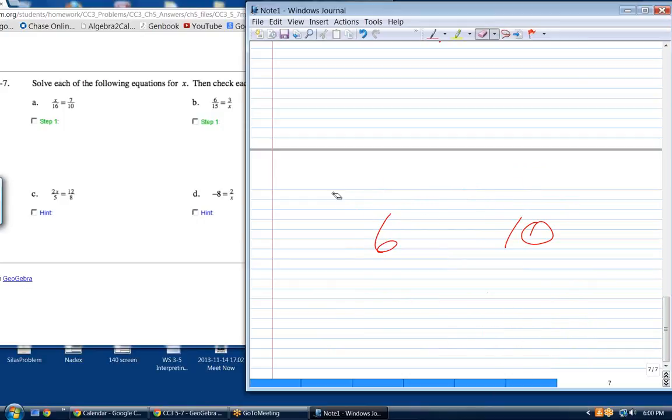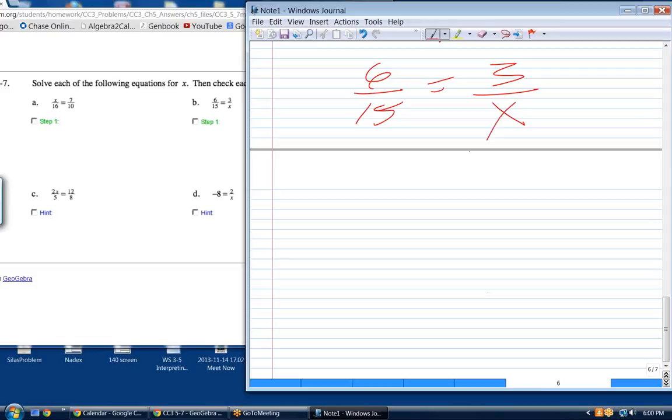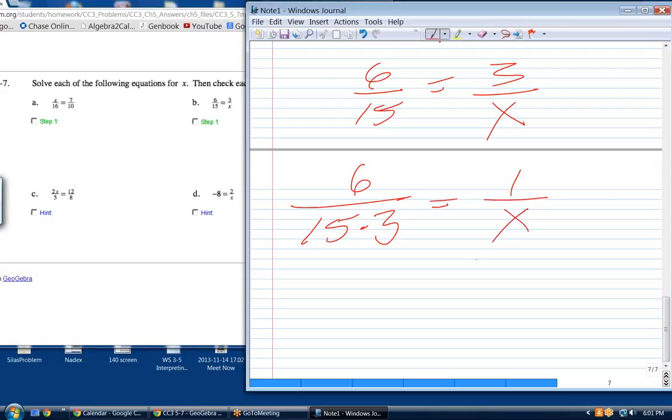However, the moment you put x in the denominator, like the next problem where I had 6 over 15 equals 3 over x, notice I can't solve for x in one step. There's no way. I can divide both sides by 3 so that I have 6 over 15 divided by 3 equals 1 over x, but that's not isolating x. In other words, 1 over x is not the same as x. So I chose as my first step to cross multiply so that I would get x out of the denominator.